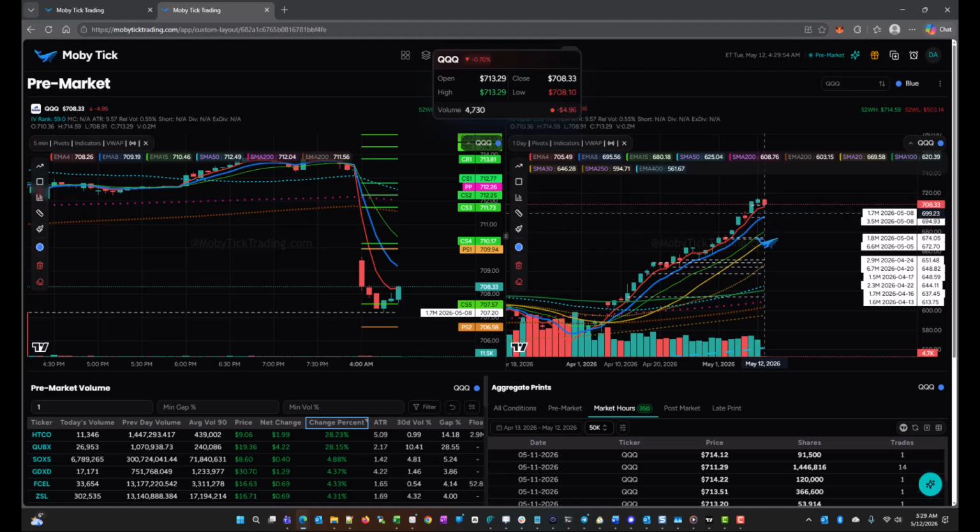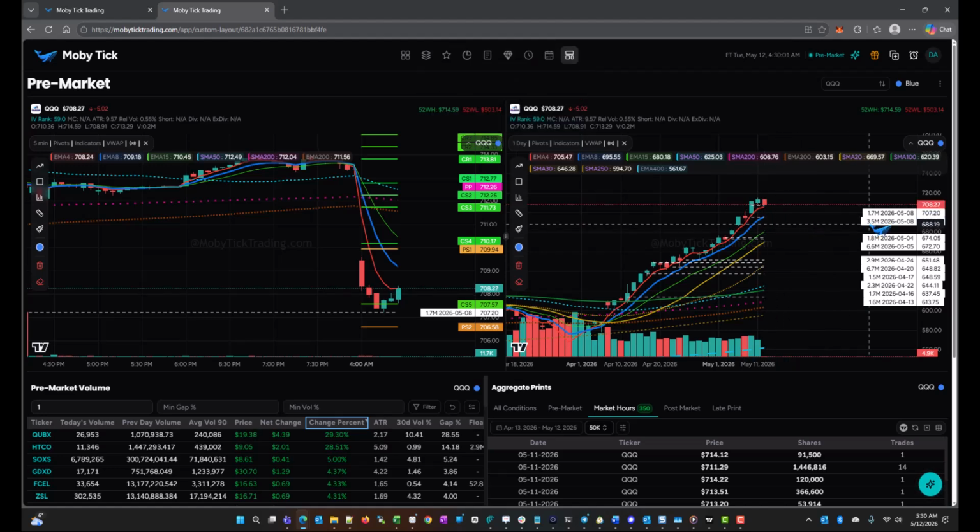This one seems to be pulling back, but this is still very strong. We have our 4 exponential, 8 exponential as well, and we've got 5.3 million sitting here, 694, 707.20. So we'll be careful with that one.